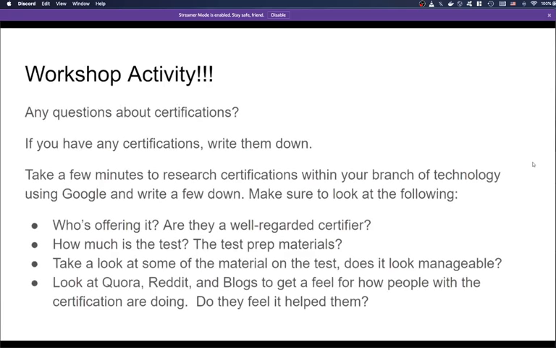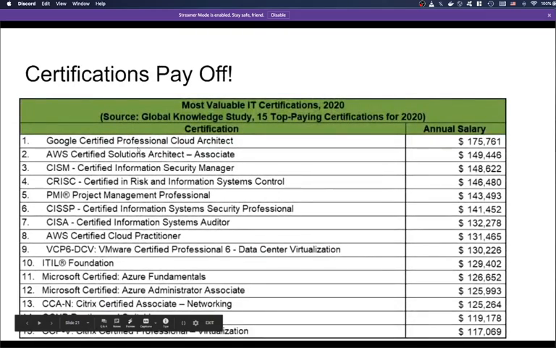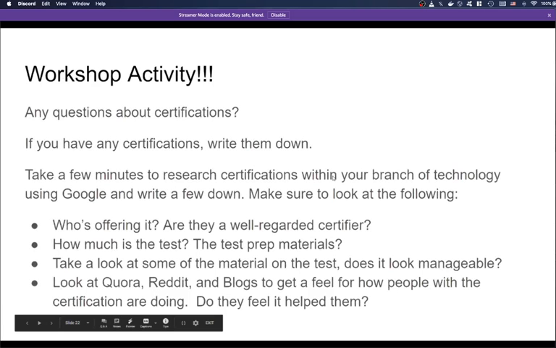Alright, so workshop activity. Questions about certifications. I personally do not have any certifications and probably won't be getting any, but if anybody has any questions about certifications in general, I'm willing to answer them. I couldn't answer if you asked me what's a good certification to get. I would just refer you to this list and say, get the AWS certifications, get the Microsoft certifications. But that's about the extent of my knowledge.